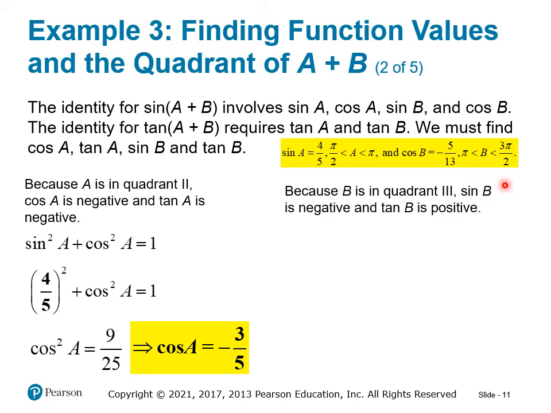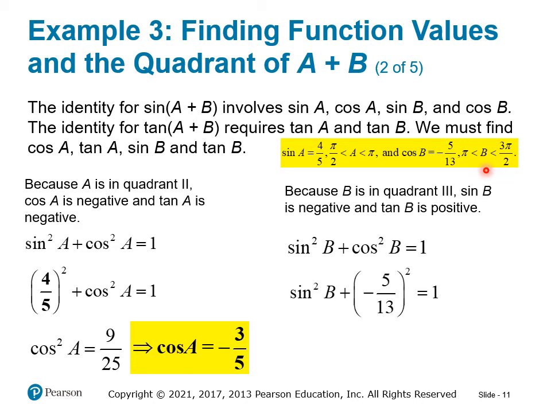Because B is in quadrant 3, the sine of B is negative and the tangent of B is going to be positive. Again, we're going to use the Pythagorean identity. We plug in the value of cosine of B, and then we can figure out sine of B. We take the square root and we use the negative square root because we're in quadrant 3 and sine is negative. So we've already got two of our values, cosine of A and sine of B.